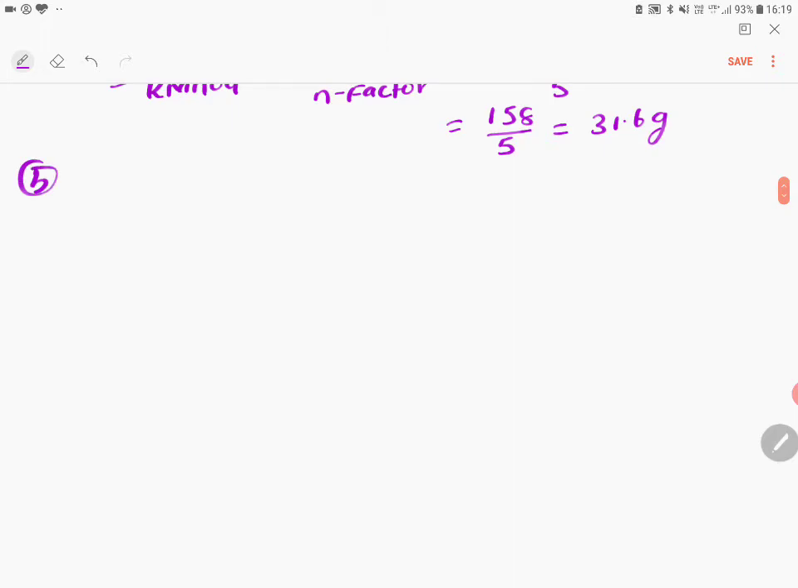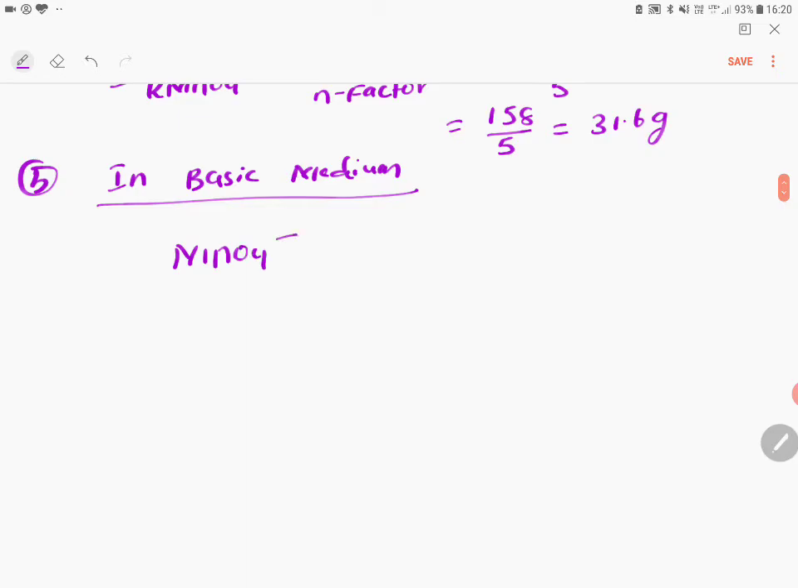Second option, in basic medium, what will happen to KMnO4? We need to know the redox reaction. At least the reduction half equation you should know. Even if you don't know the reduction half equation, you should know very clearly that the permanganate ion will get reduced to the manganate ion, MnO4 2 minus. So this is permanganate. This is manganate.